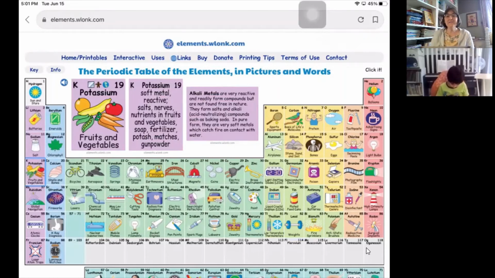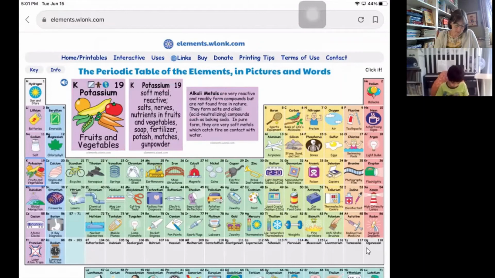So all of the things that you see on this whole page are elements. And all together, they're called the periodic table of the elements. You probably will not hear about them again until you are in, I don't know, 8th grade, maybe 5th grade, 8th grade, 10th grade, probably not in 2nd grade. But everything in the world is made up of these different elements.